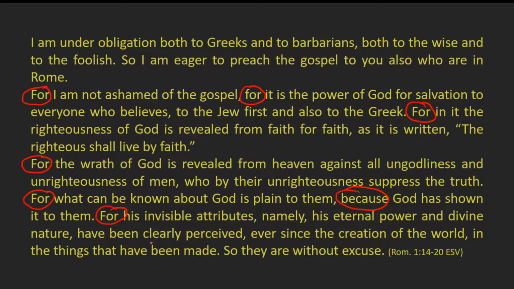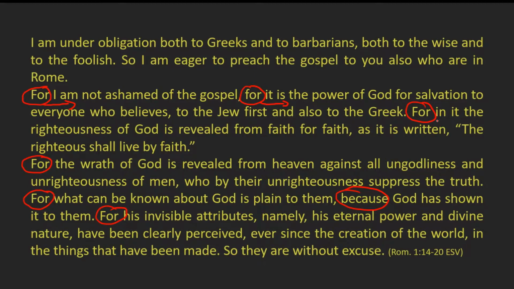Well, this is quite a few occurrences in just a few sentences. Obviously, Paul is in explanation mode and provides reasons for what he is asserting. A brief comment on each appearance of for here. We start here. Why is Paul eager to preach the gospel? Well, the reason is he is not ashamed of the gospel. Why is he not ashamed of the gospel? The reason is it's God's power unto salvation.